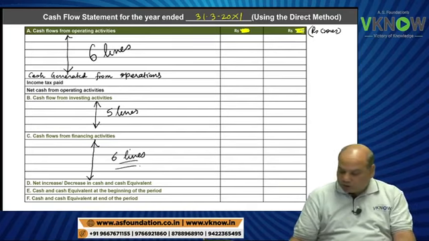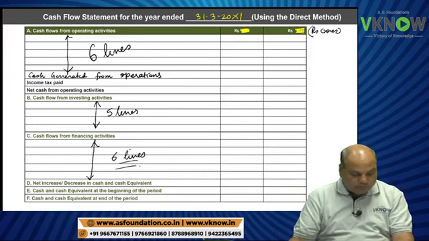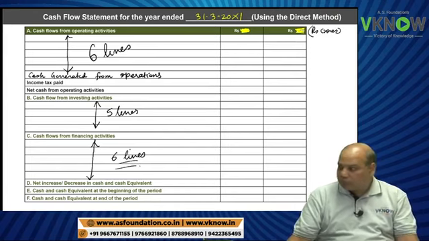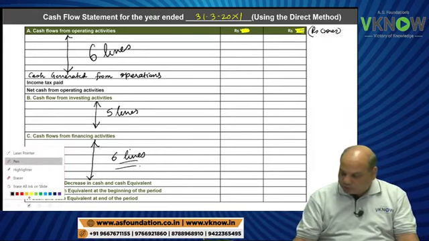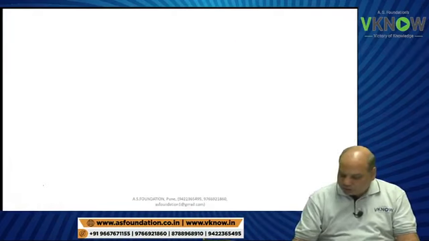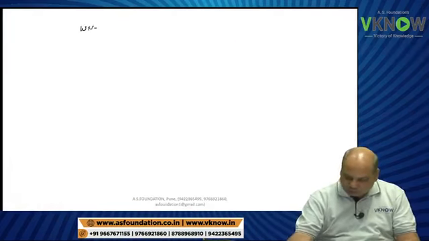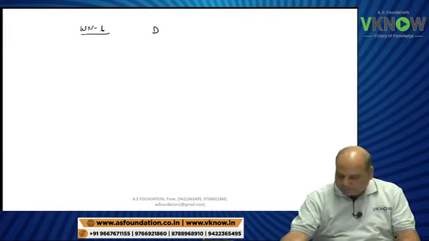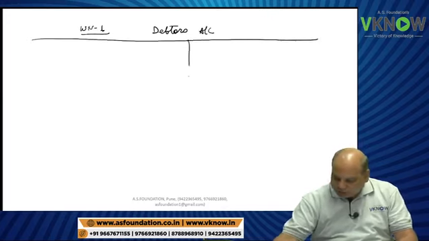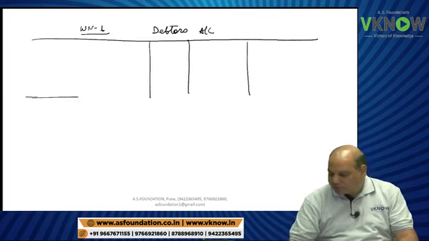Cash and cash equivalent at the end of the period. Two working notes I will prepare. First working note we will write debtors account, just 5 lines.